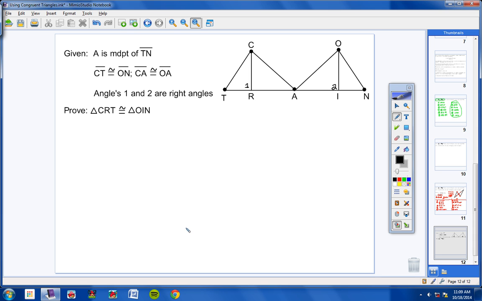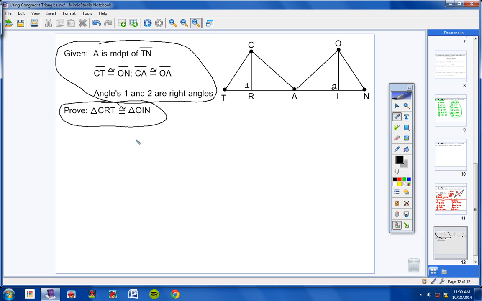Please copy this quickly, but not hurriedly. Be neat and be organized, but don't take too much time. Here's your given. Copy that down. Here's your proof part. And then here's your figure. Copy all that down.